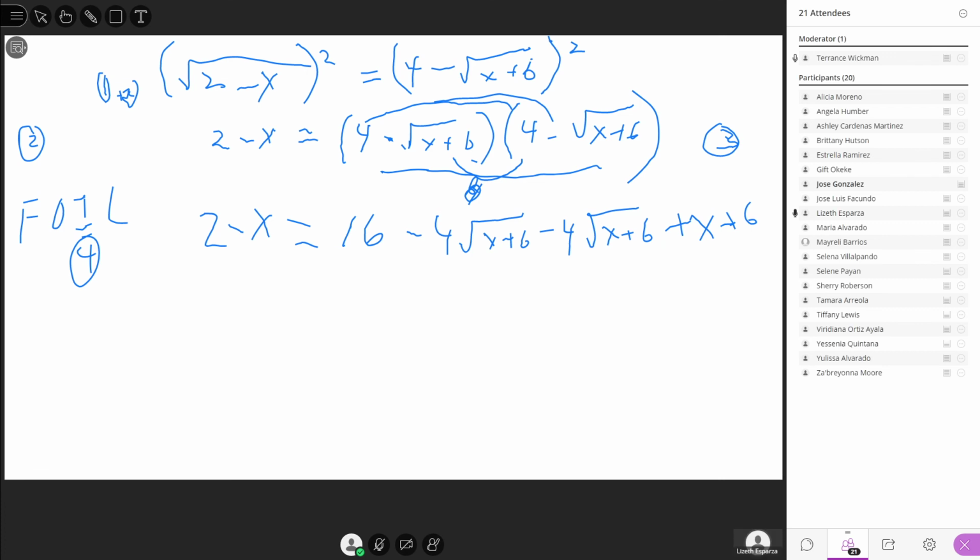I was going to ask on the previous one, you actually got 16, negative 8, square root of 2 minus x plus 2 minus x. How did you get the negative 8?